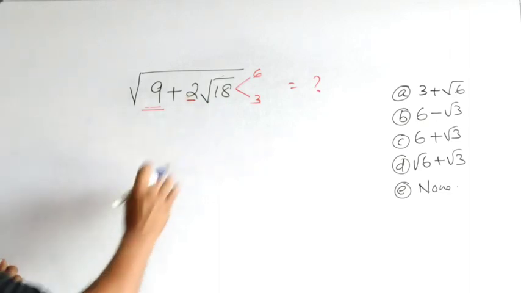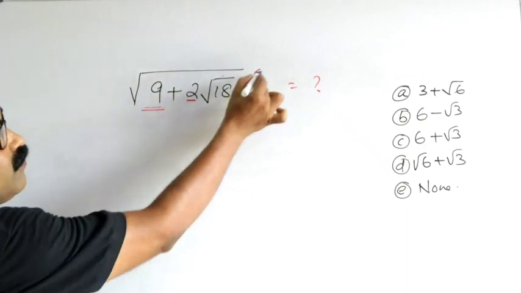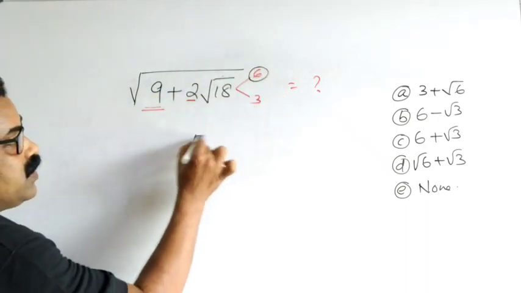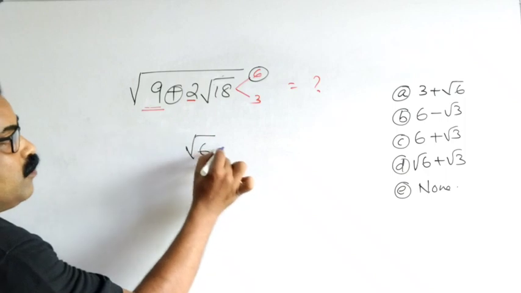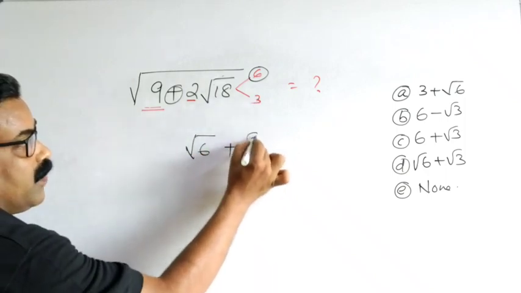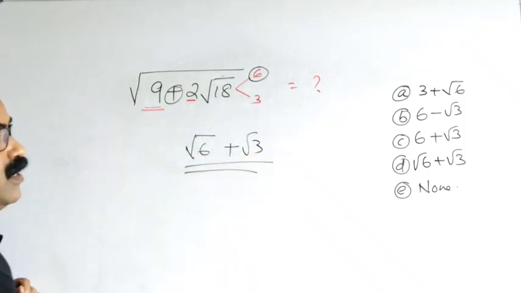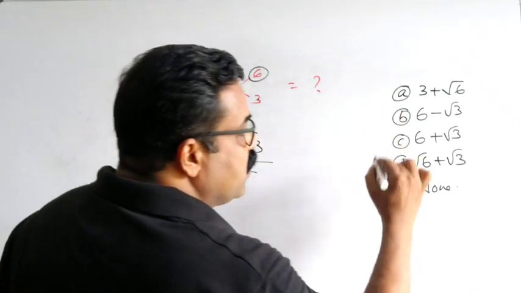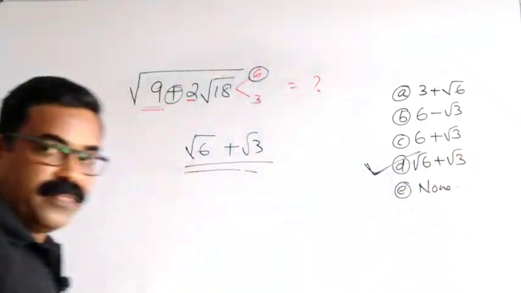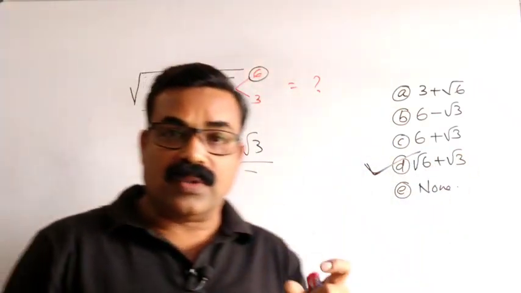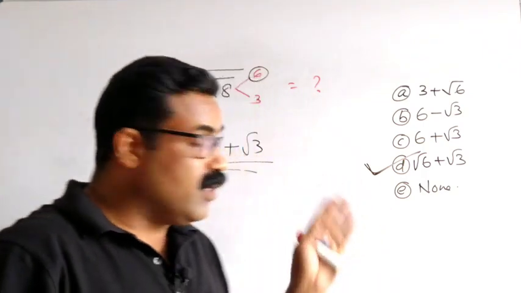Now the answer is here, take the first number, root 6. If this is plus, put plus, take root 3. So this is your final answer. So root 6 plus root 3, here you can see this is the correct answer. Root 6 plus root 3 is the correct answer from the given options.